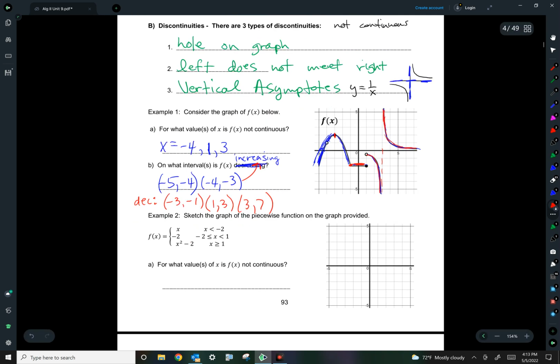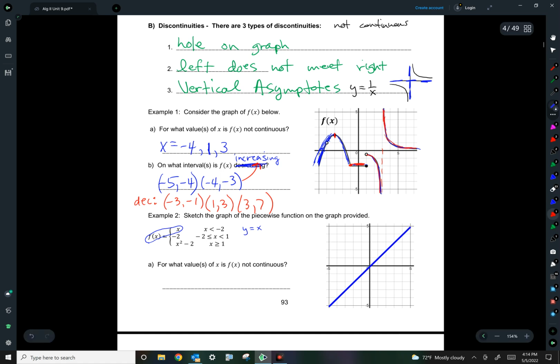All right, sketch the graph of the piecewise function on the graph provided. Well, we did a little bit of this before. Not a lot, but we did a little bit. Remember, piecewise means you have several pieces of a graph. So first we look at the first piece. Remember, f of x means y. So I have the piece y equals x, right? So I'm looking at the graph of y equals x. Well, if you remember your parent functions, y equals x is this line that goes right through the middle, right? That's the graph of y equals x.